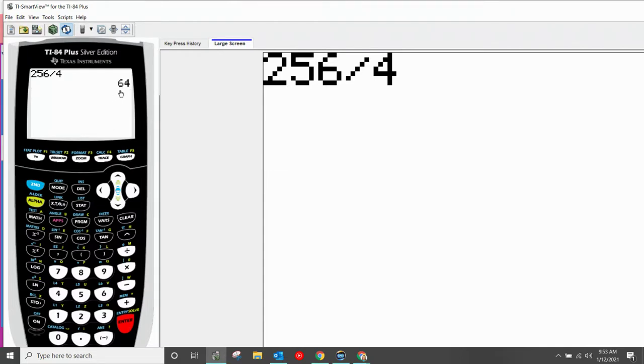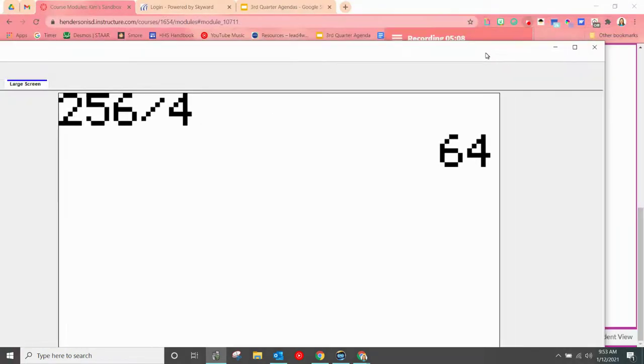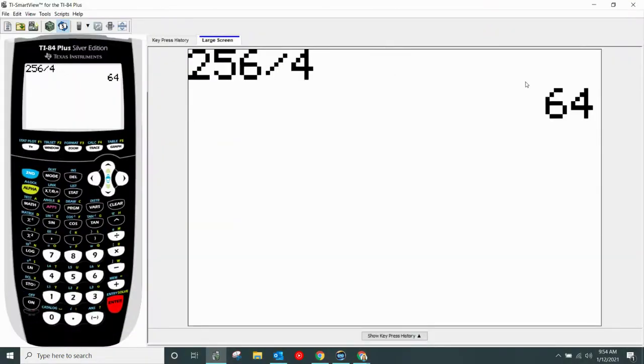Oh, well, I get 64. My screen is a little big here. Let's see if I can make it fit. There we go. So I get 64. Oh, that's interesting.